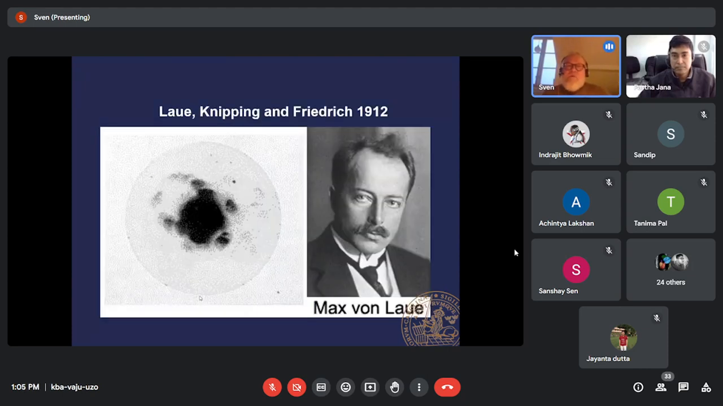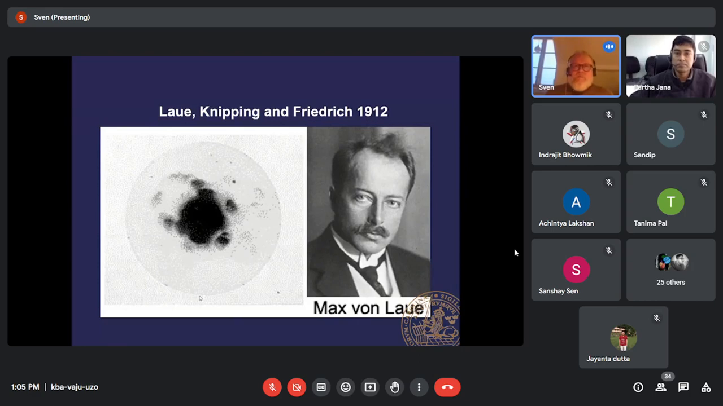But the nature of X-rays was still debated, and it wasn't until the experiment by Laue together with von Knipping and Friedrich in 1912 that this was shown to be, first of all, a form of light. Second of all, that it was possible to get diffraction from crystals. The image seen here is copper sulfate that was used in the experiment. For Laue was not interested in the structure of crystals. He was interested in the nature of X-rays.